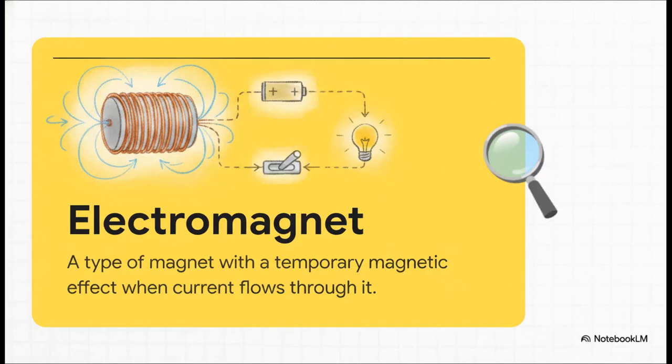You get something called an electromagnet. By simply wrapping a conductive wire into a tight coil, called a solenoid, and running an electric current through it, you actually generate a magnetic field. You've created a magnet. But unlike a regular chunk of iron, this is a magnet that you can turn on and off just by flipping a switch. It only has a magnetic effect when that current is flowing.